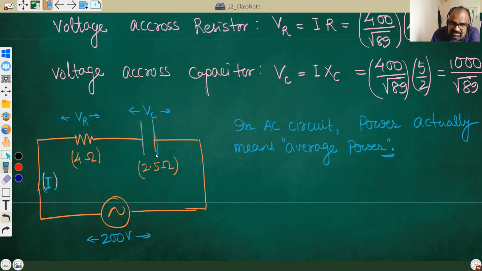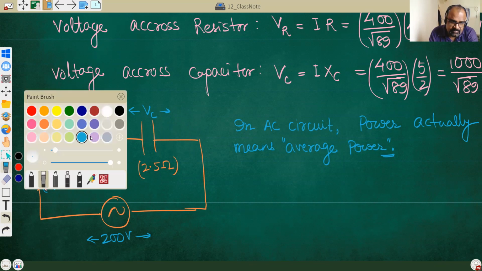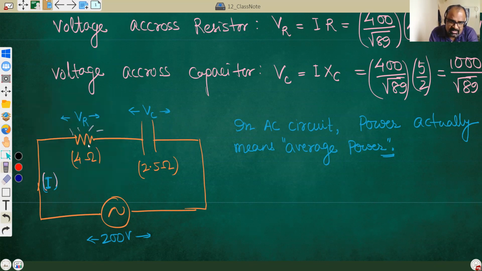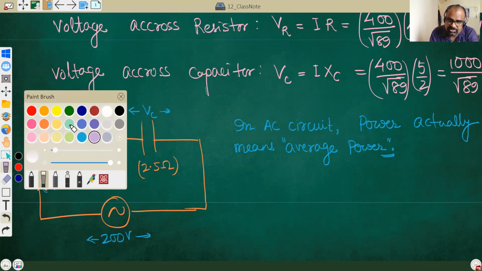Now on an average, capacitor does not consume any power. Even inductor, even though there is no inductor in this circuit, but even inductor will not consume any power. Whatever is the power consumed, that will be only in the resistor. So from here heat will come out in all directions because power will be consumed.